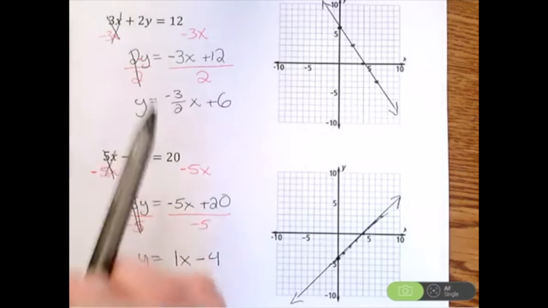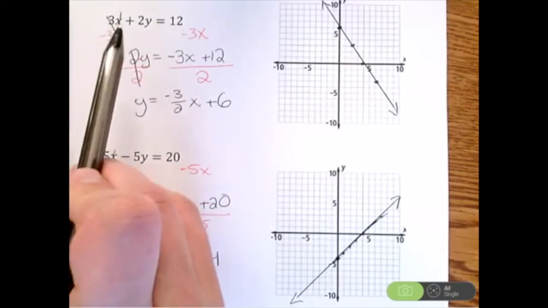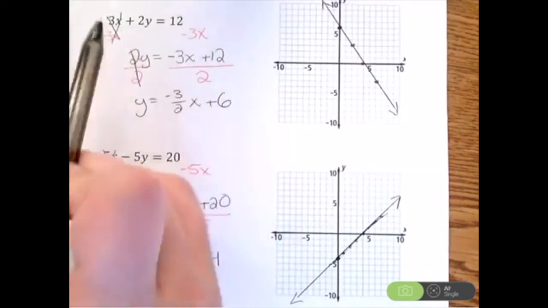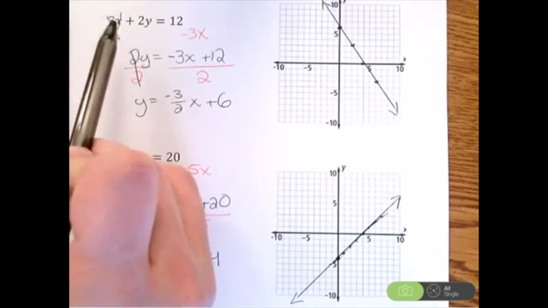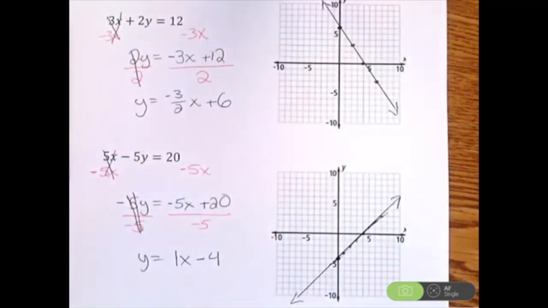The other instance that I didn't necessarily show in this video is when you move that x over. Again, this was a positive 3x, which is why I did negative 3x on both sides. If it was a negative number here, then I would be adding a number down there. So that was graphing lines in standard form.